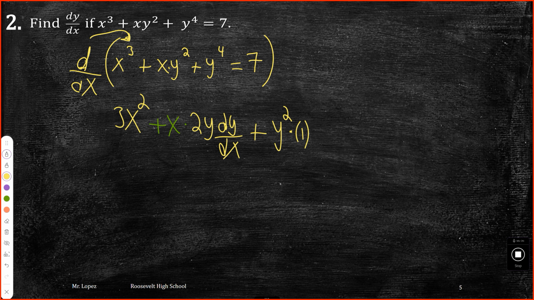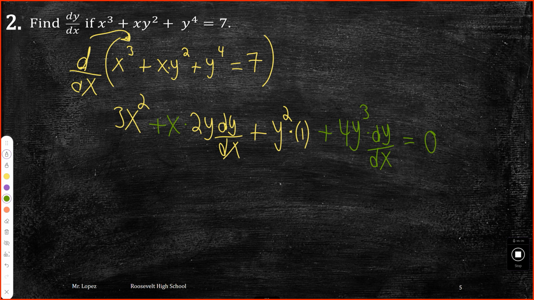Okay, and then plus what? What is it, Vivian? 4y to the power of 3, then dy/dx. It is going to equal what? 0?